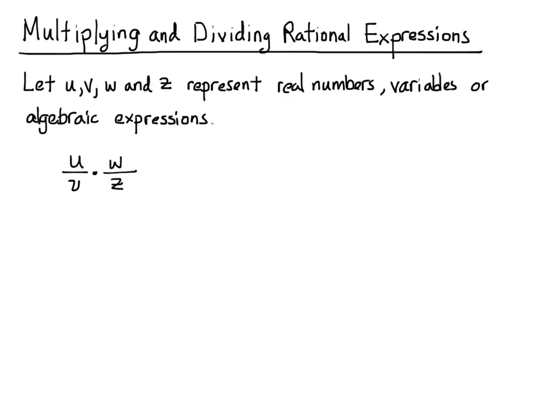Okay, so let's look at the theory behind this. If we have u, v, w, and z, and let those represent real numbers, variables, or algebraic expressions, so anything that we've been dealing with so far, if we take the ratio of two of those and multiply it by another ratio, we can do the multiplication: multiply the numerators, multiply the denominators. So essentially just take out the multiplication sign, draw your division line all the way through it, and you have uw over vz. And of course, v and z can't be 0. They couldn't be in the original problem, they can't be here.